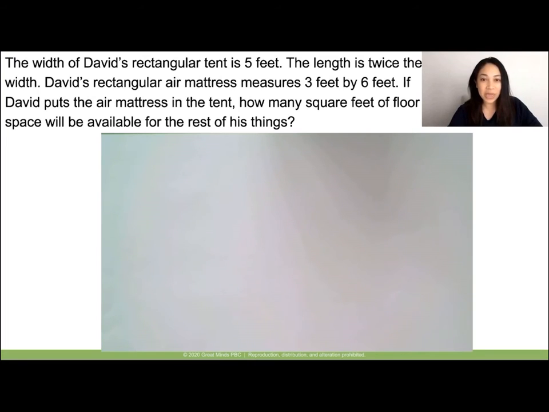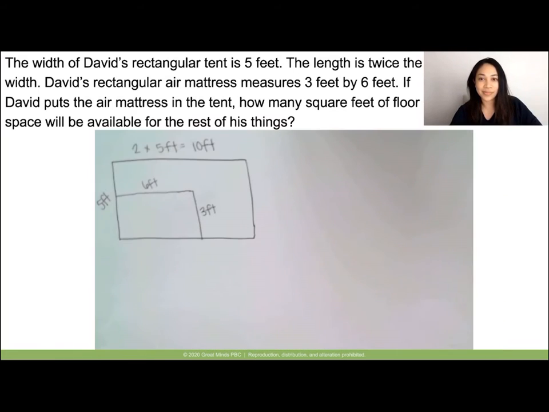Using all of this information, I'd like us to go ahead and pause the video here to draw a model that represents all of this information. We'll compare our models when you get back. Take a moment now to compare your model with mine.